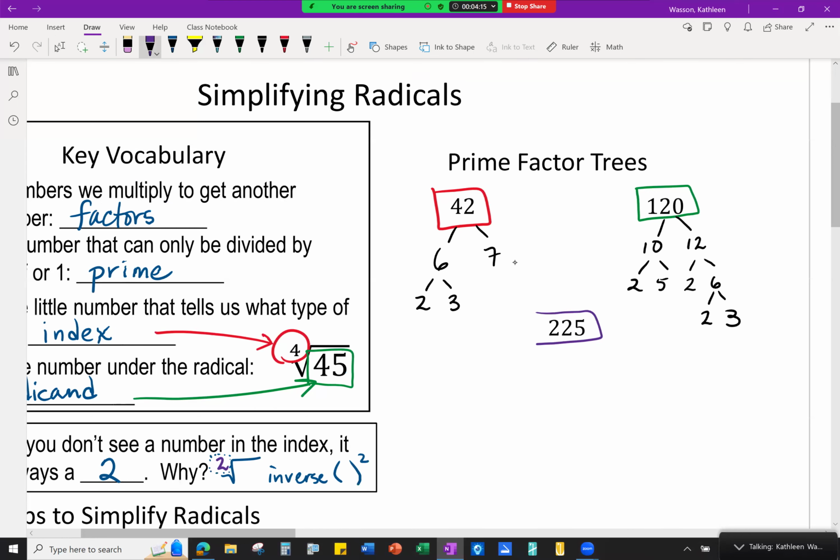Also, I have 225 here. 225 is 25 times 9. And 25 is a perfect square. It's 5 times 5. And 9 is a perfect square. It's 3 times 3. So this is how we'll factor so that we could simplify our radicals.